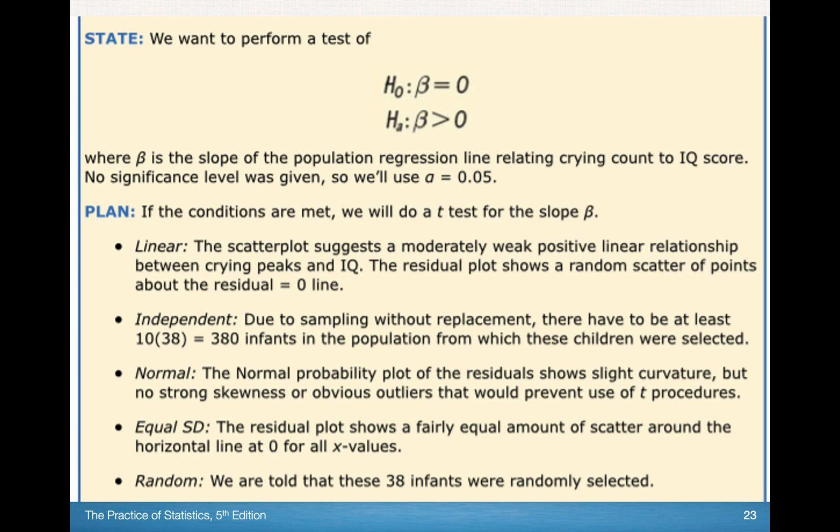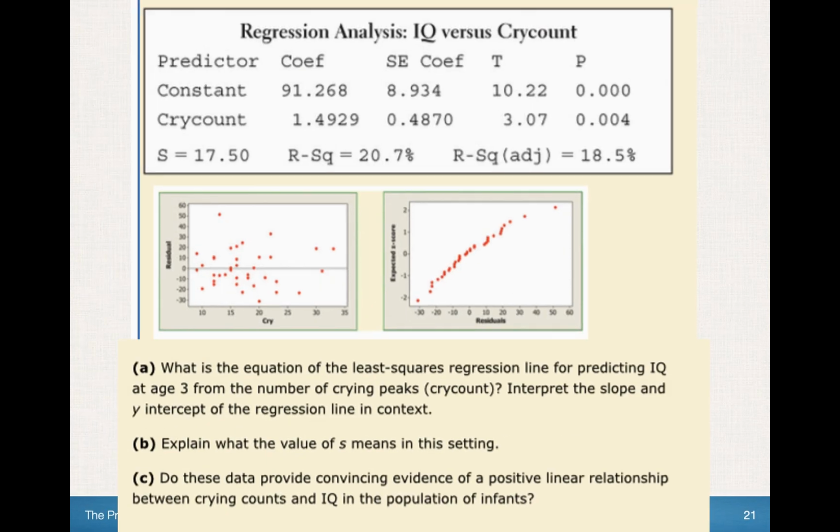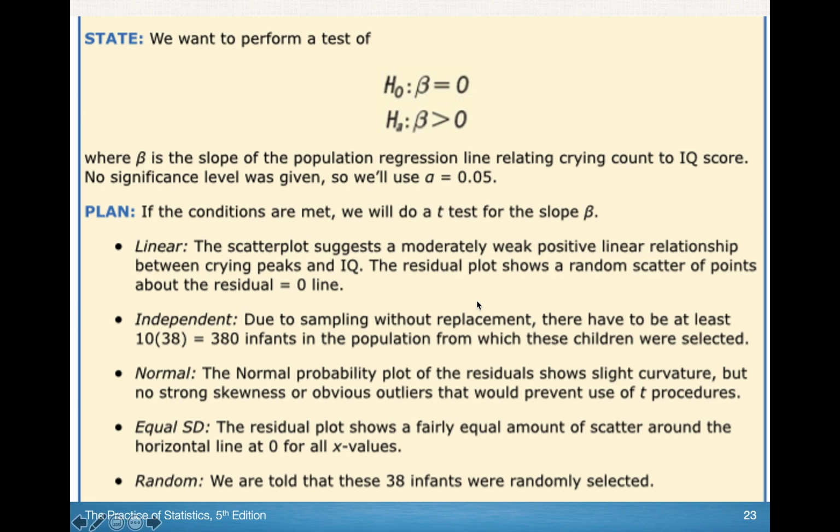Okay, independent: we are sampling without replacement, so we've got to assume there are more than 380 infants in the population. Normal: again, we are looking to make sure our residuals are normal, so we are referring to this normal probability plot of the residuals, which is this one right here. Now this looks fairly linear, so that's good. It says slight curvature but no strong skewness or any obvious outliers that would prevent us from using a t procedure, so we can continue on.